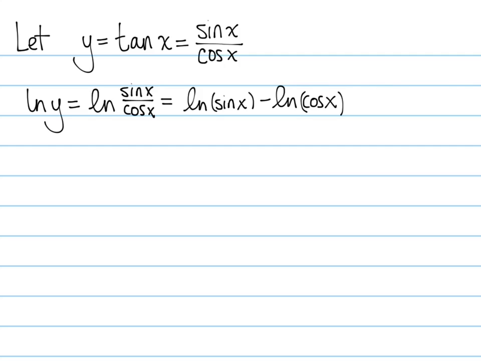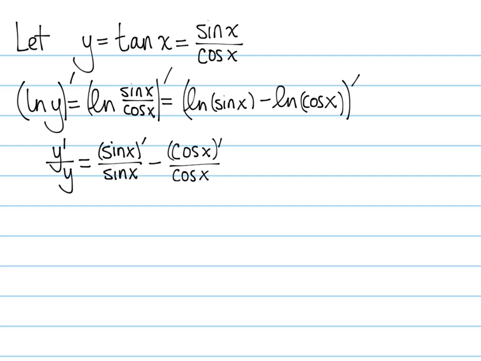And remember, logarithms take divisions and change them into subtractions. So I have ln y is ln of sine minus ln of cosine. So let's take the derivative of all of this. Well, I get y prime over y equals sine prime over sine minus cosine prime over cosine, which is cosine over sine minus negative sine over cosine.